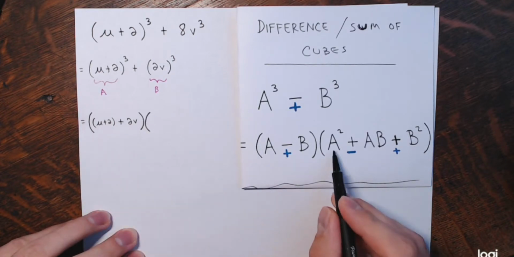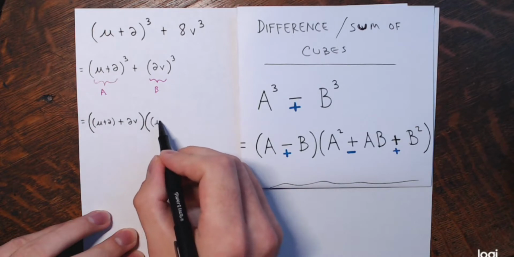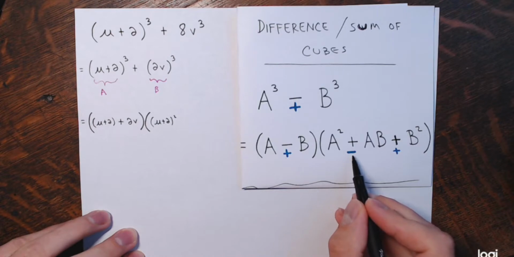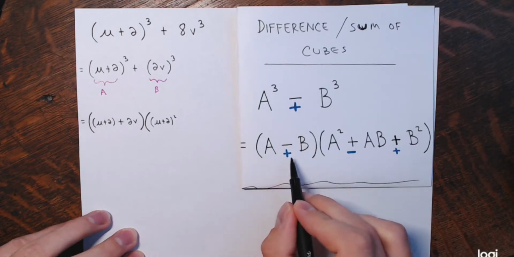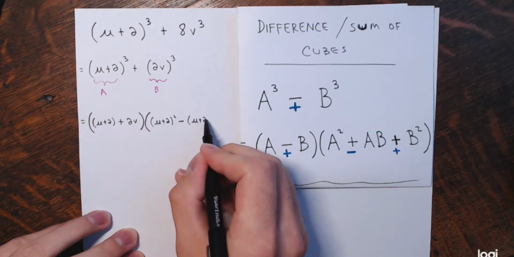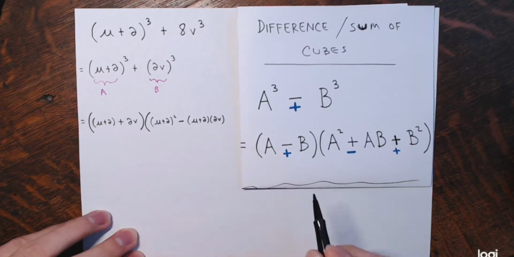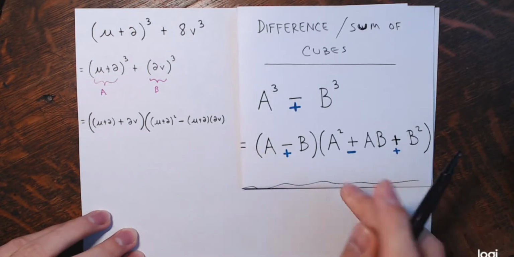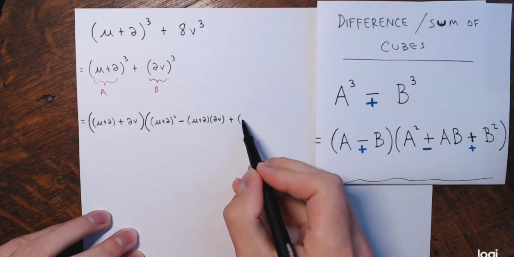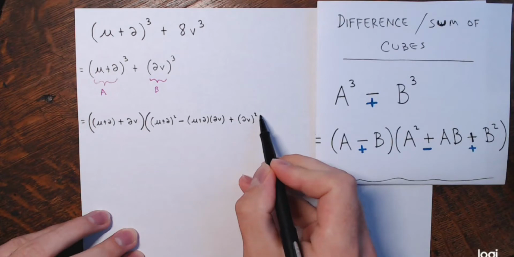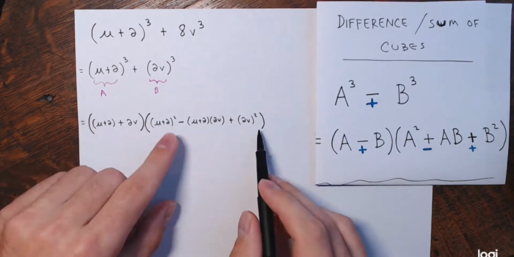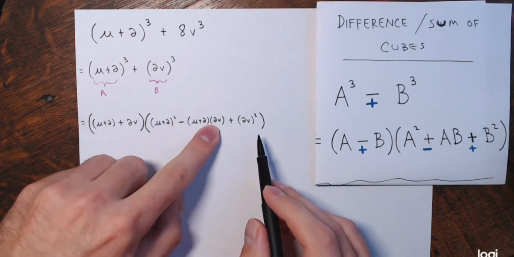Times, and then a squared, so the quantity u plus 2 squared. Then minus, right, with the sum of cubes, this is a minus a times b, so u plus 2 times 2v, and then plus again, plus b squared, so plus this 2v to the second, and close parentheses, that's all the one factor. So this factor, a plus b, and this factor, a squared minus ab plus b squared.